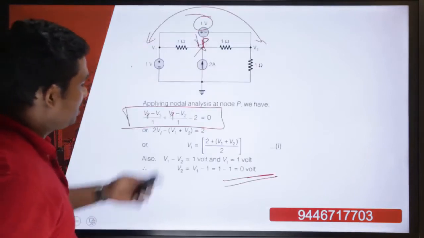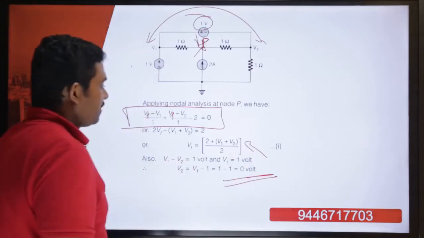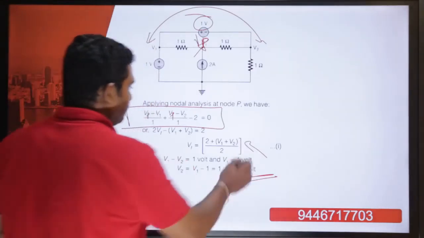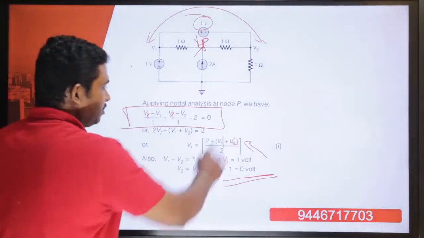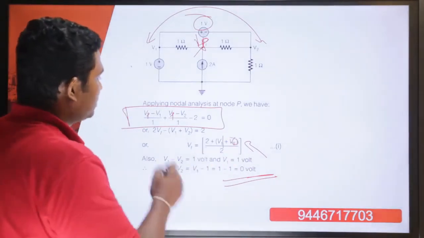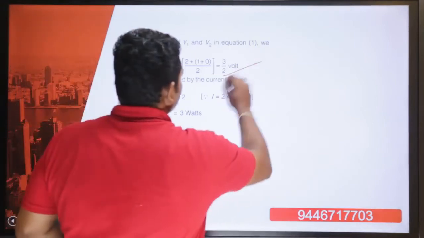So you have to put these values of V1 and V2 into this equation. So here it becomes 1 plus 0. Okay, because V1 is equal to 1 and V2 is equal to 0. So it becomes 3 divided by 2. Okay, so it is 3 by 2 volt.